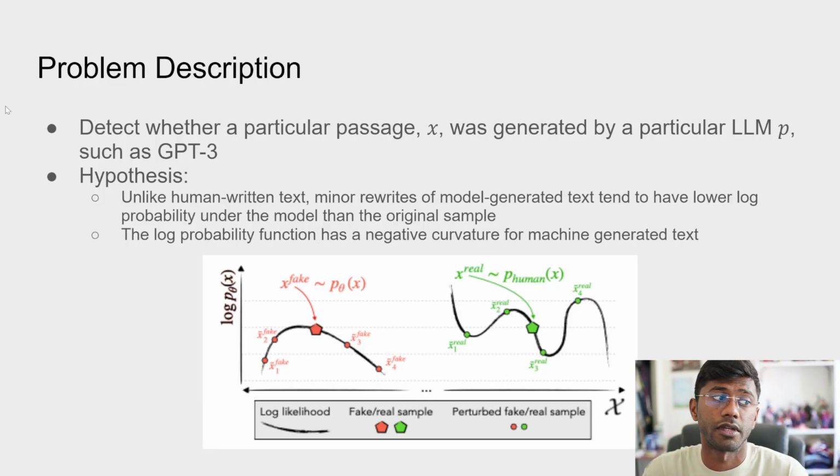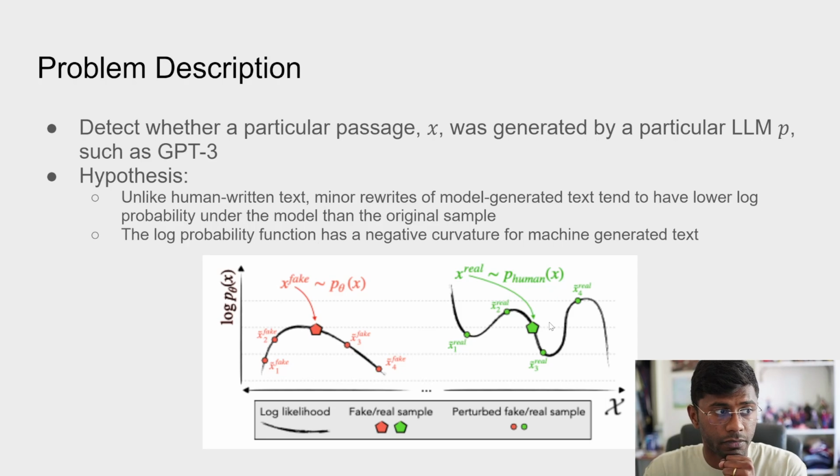So the problem description is that we are trying to detect whether a particular passage was generated by a particular LLM. To be noted is that DetectGPT uses this description where it can only optimally score against the exact LLM that was used to generate the text itself, which is a limitation right now, but I'll get to that. So we detect whether the passage was generated by the particular LLM. We need the LLM's log probability function to score the passage and other samples against, to be able to detect whether the sample itself was generated by this LLM.